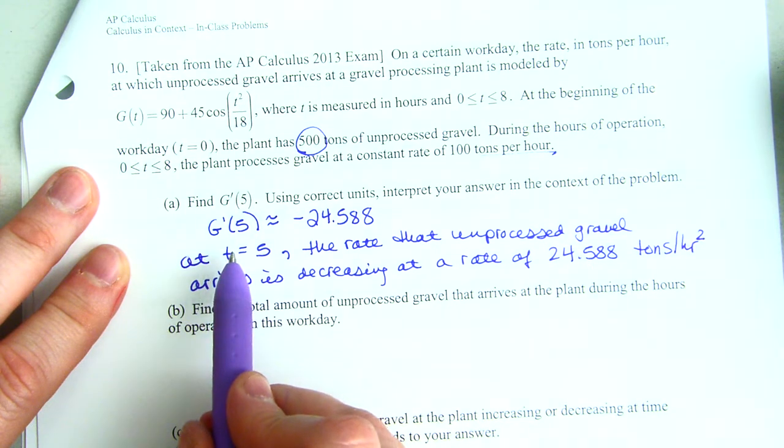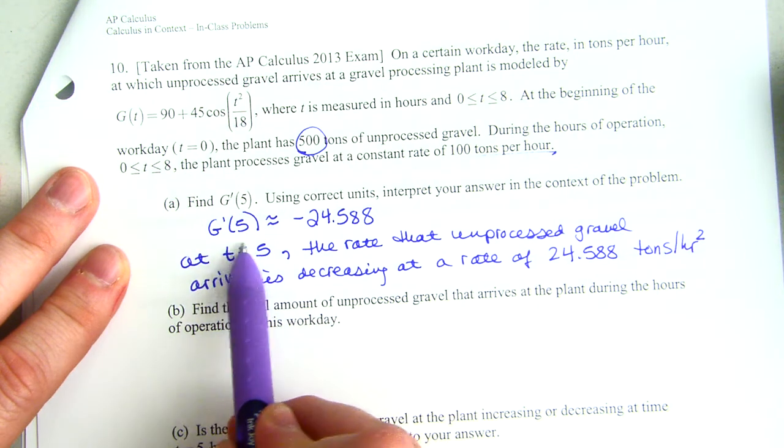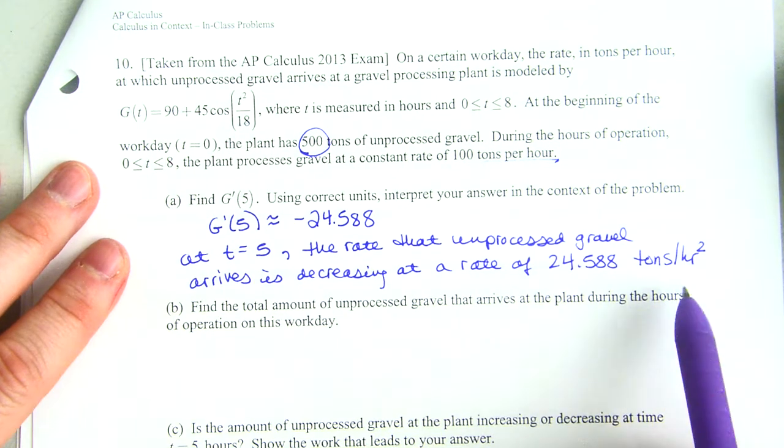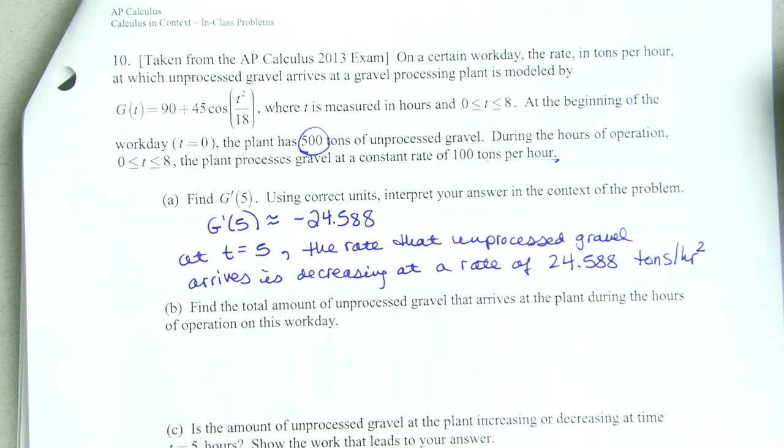G of t was in tons per hour. The derivative will divide by our units of t, so tons per hour squared. It's the rate of change of the rate of change. Gravel is still showing up. The amount of gravel is increasing, but the rate that it's showing up is decreasing. This goes back to the whole COVID thing. Number of cases is increasing, but at a decreasing rate. Gravel is still increasing, but at a decreasing rate.